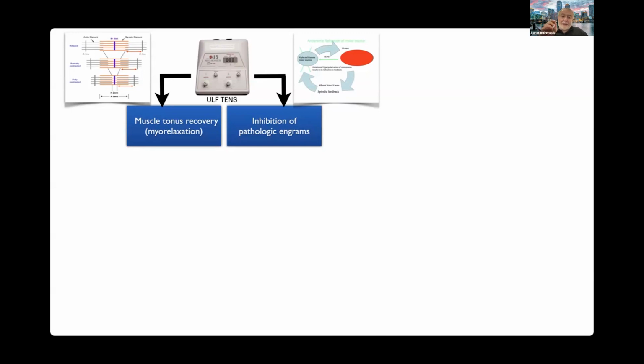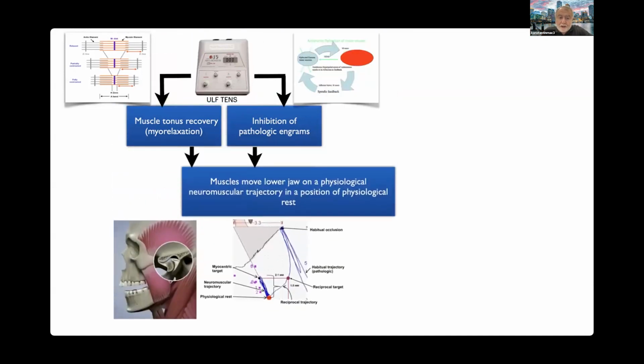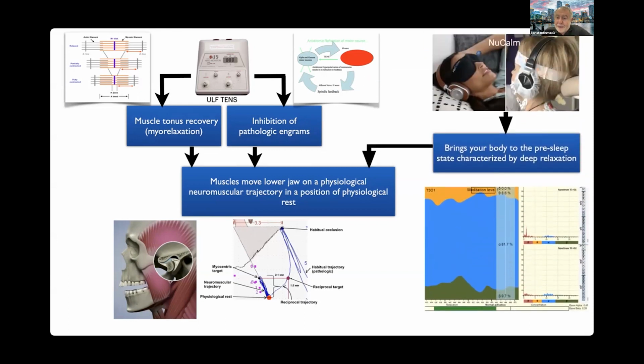If we're talking about the TENS unit, alpha frequency TENS, we're doing at least two things: muscle relaxation and inhibition of pathological engrams. Also, because of this, muscles move the lower jaw on a physiological neuromuscular trajectory into the position of physiological rest. On the other hand, if we're using NewCam, it brings your body to the pre-sleep state, characterized by deep muscle relaxation, not only of muscles, but body relaxation.